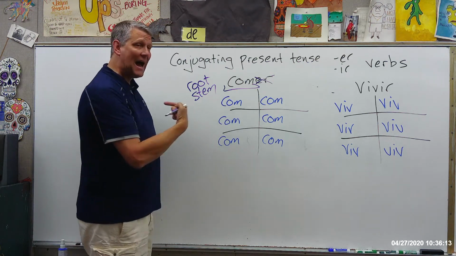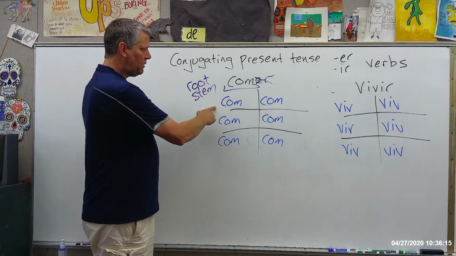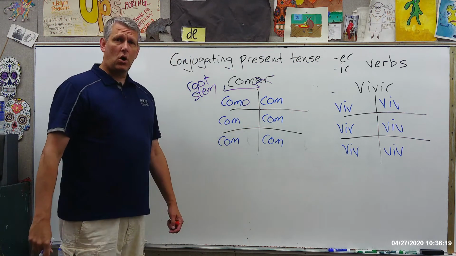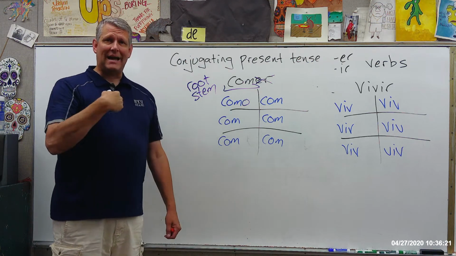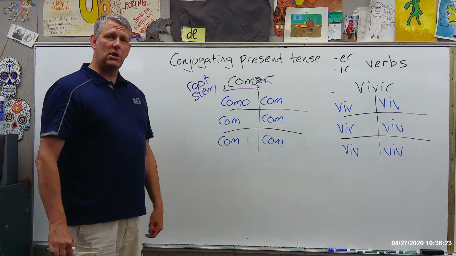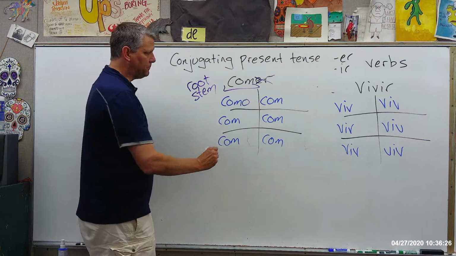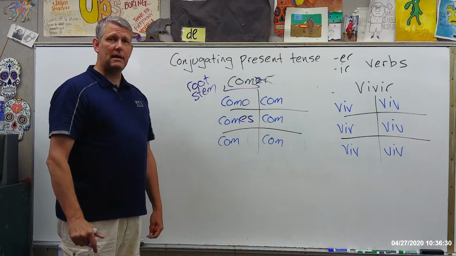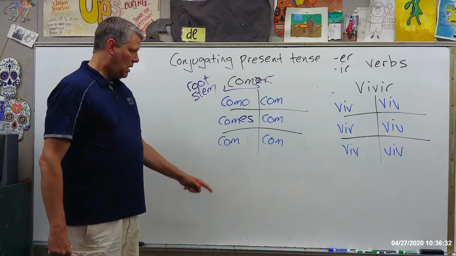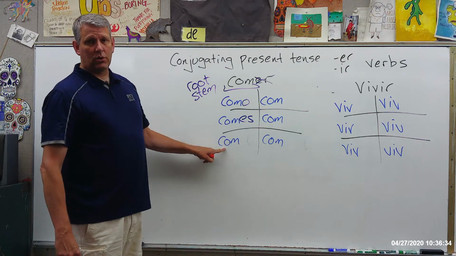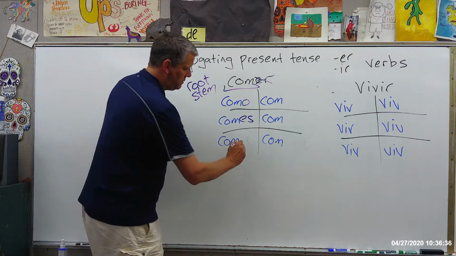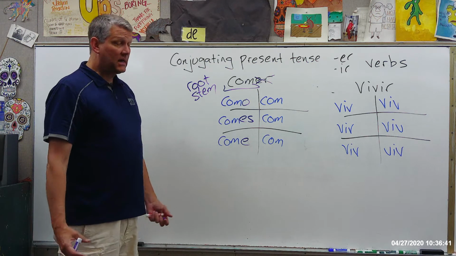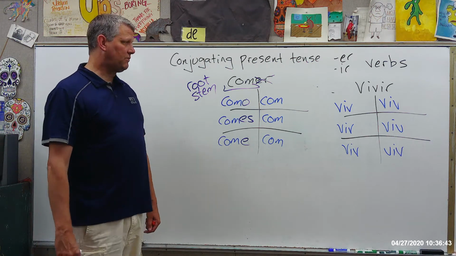So if I wanted to say I eat, first person singular, I just add an O. Como. And the word como means I eat. And that's the ending you put in the yo form for an ER verb. For the tú form, we add es. We have comes, and that means you eat. If we want to say he or she or you in the usted form, you eat, we simply add an e, come. And that means he eats, she eats, or you in the usted form, you eat.